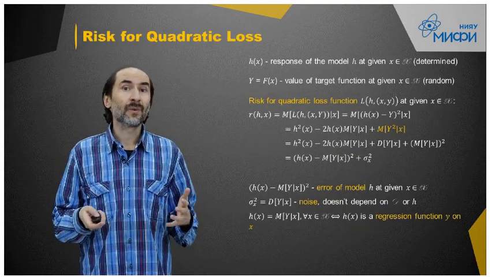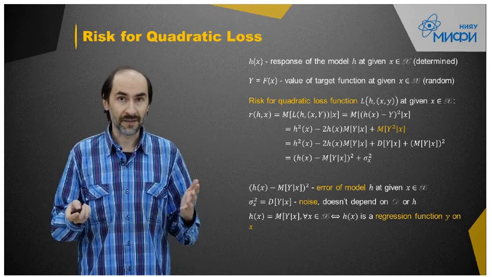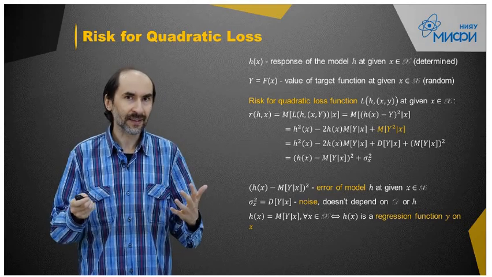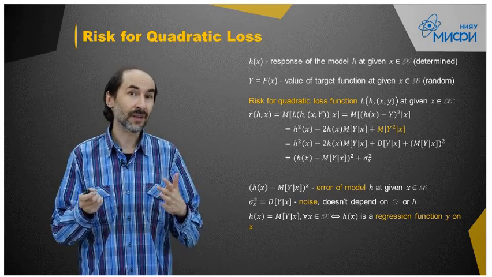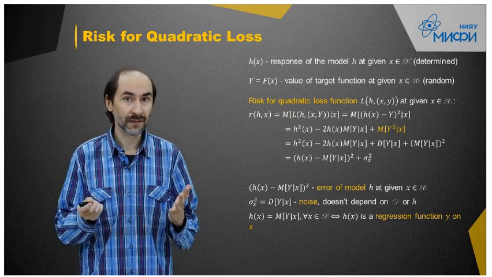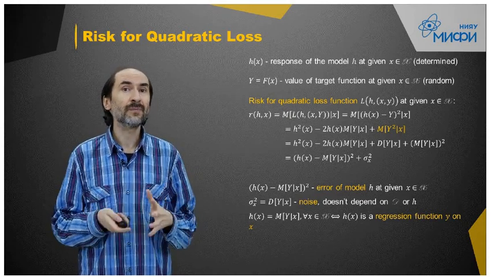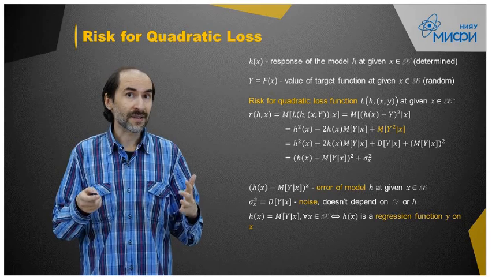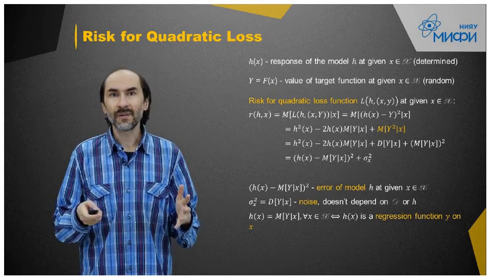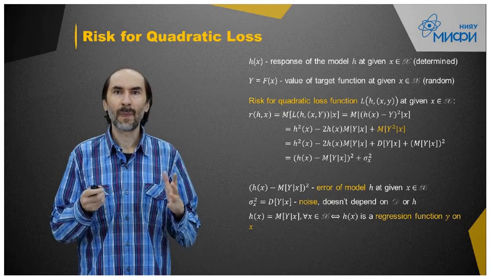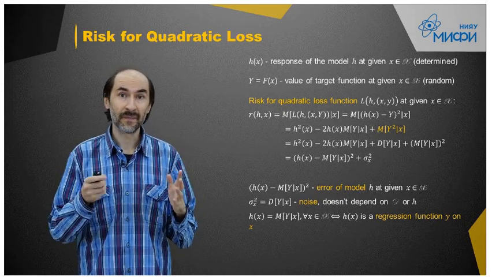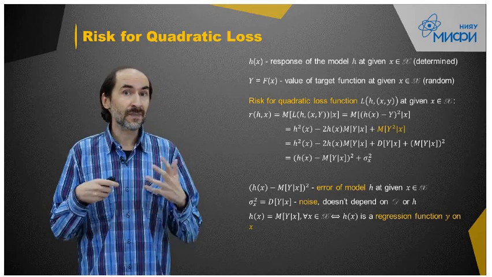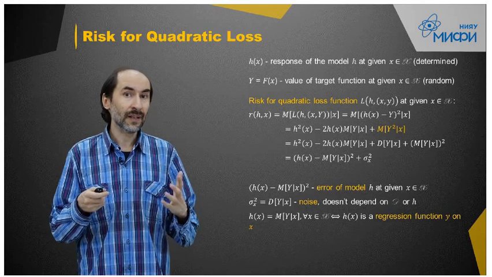Let's consider risk for quadratic loss function at given x. It's a random variable because the target y for a given x is a random variable drawn from distribution f of y conditioned by x. We apply simple conversions and obtain that the risk is a sum of two terms. The first term is squared difference between model's output h of x, that's determined value, and the expectation of the target for a given input x.